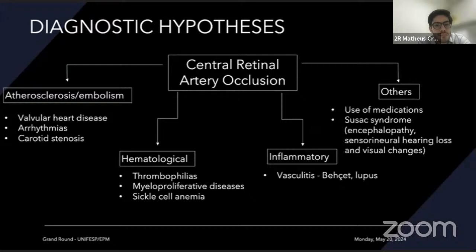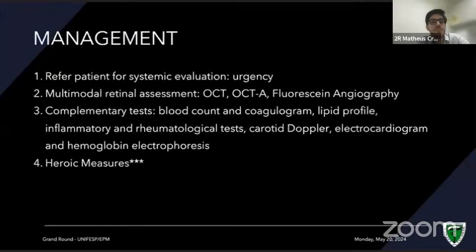So for the management of the patient, it's important to refer the patient for the systemic evaluation as it was an urgency. We would perform retina assessment, multimodal retina assessment like OCT and angiography, fluorescein angiography. And we would do complementary tests like blood count, coagulogram, lipid profile, inflammatory and rheumatological tests, carotid Doppler, electrocardiogram, and hemoglobin electrophoresis. And we could perform some ocular measures that we are going to talk about forward.